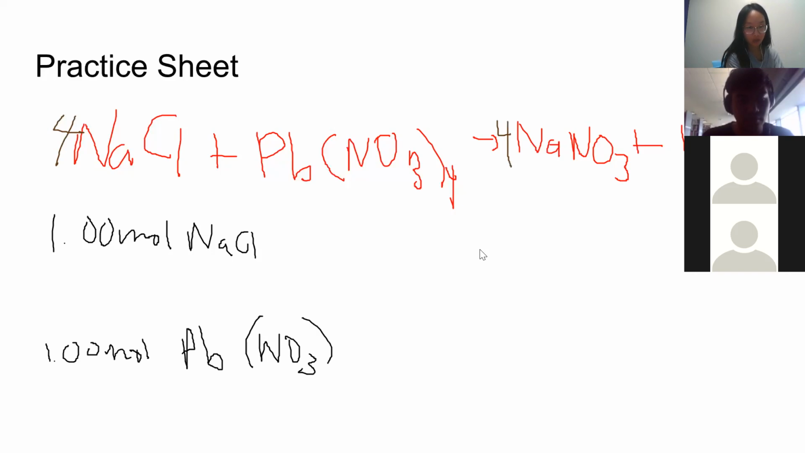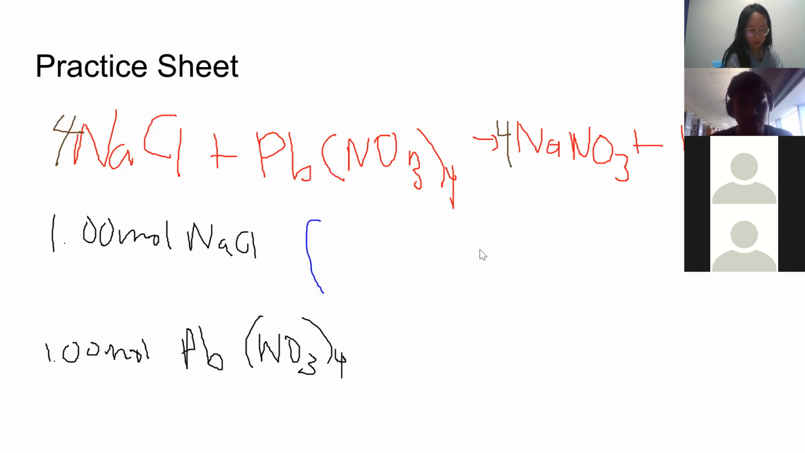PbNO3, 4. Right. So with stoichiometry, a lot of it is just converting from one unit to another. We want sodium nitrate, but we're given these two different mole amounts. With our balanced chemical reaction, we can turn all of these into conversion factors to get us to the sodium nitrate that we want. So we know we have 1 mole of NaCl and 1 mole of lead-4 nitrate. Now, why don't we do the conversion?